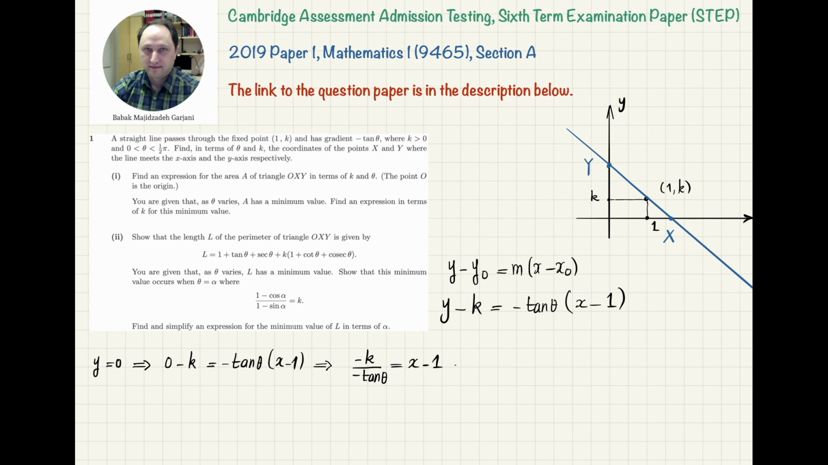Now this minus sign and that minus sign cancel, and I bring this tangent theta up here and change it to a cotangent. So k cotangent of theta is equal to x minus 1. So then immediately x becomes 1 plus k cotangent of theta. This means that the point X has 1 plus k cotangent of theta as its x coordinate, and of course 0 as its y coordinate. So let us keep it.